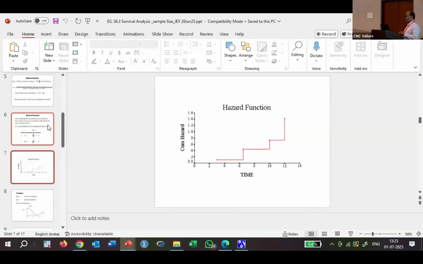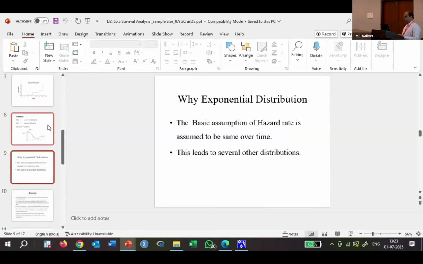There are two ways of calculating sample size in survival analysis. One is using the survival probability, the cumulative probability of survival. Another is using a hazard rate. Why is it necessary? Many times when you look for data on hazard, you will not find it. What would I do? I simply take the inverse of S(t), the survival probability, and use that as a hazard to calculate the sample size. You understand this?